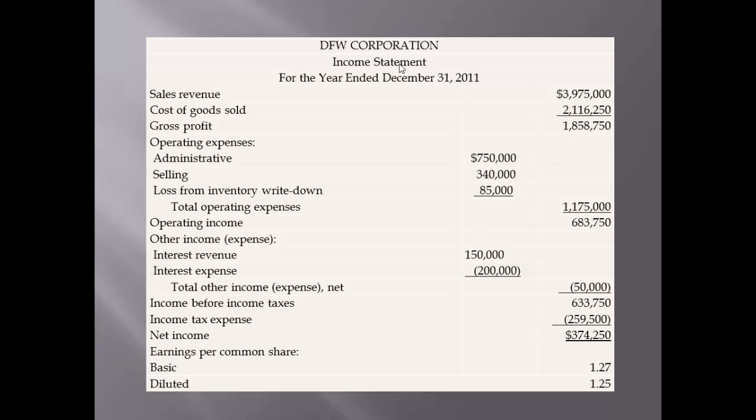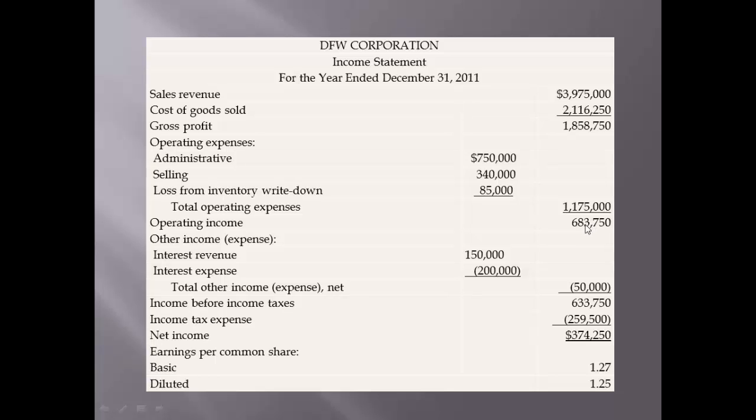Now, the income statement often makes a distinction between the operating items and non-operating items. So here again, we see that the operating items begin with sales revenue, cost of goods sold, and operating expenses with a subtotal of 1,175,000, yielding operating income of 683,750.